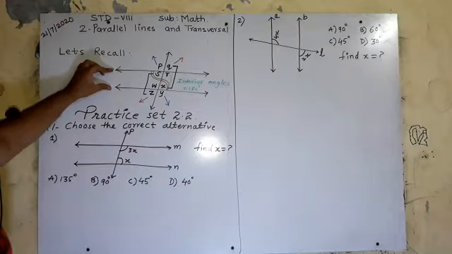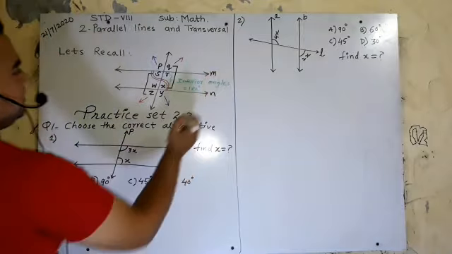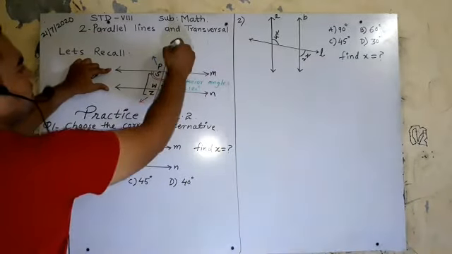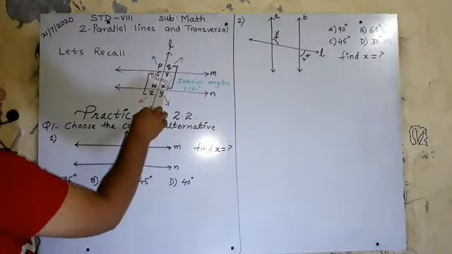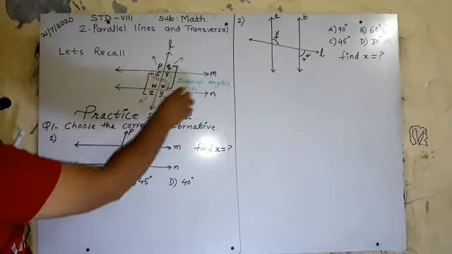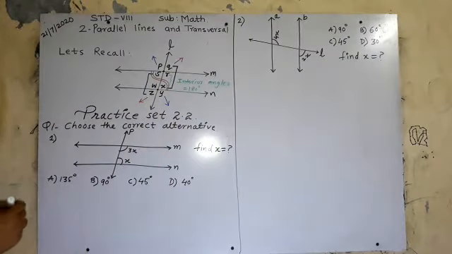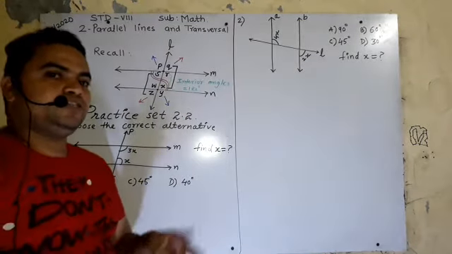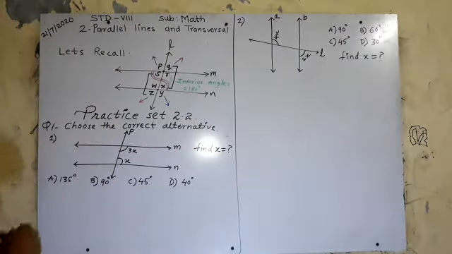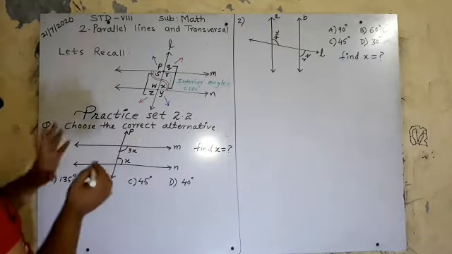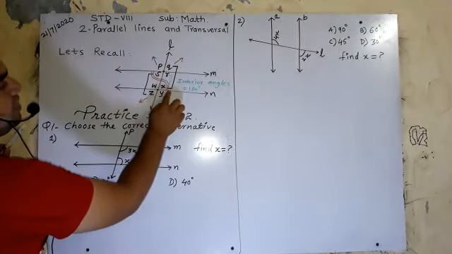These two lines are parallel to each other. Suppose line M and line N are parallel to each other and this line L is their transversal, intersecting the two parallel lines at two distinct points. How many angles can be formed by two parallel lines and one transversal? 8 angles. I have again used several different colors to make you understand the revision.